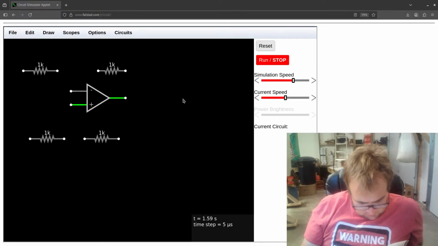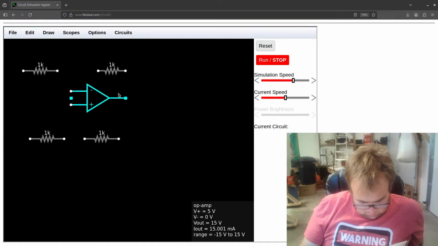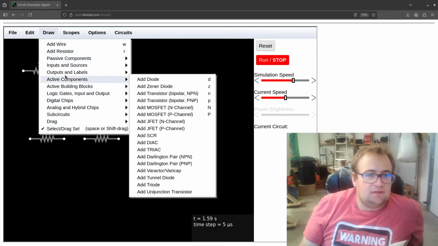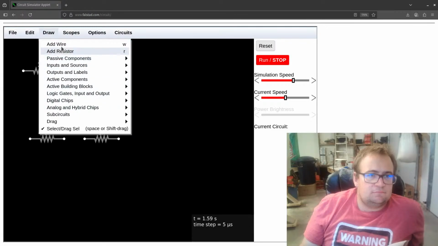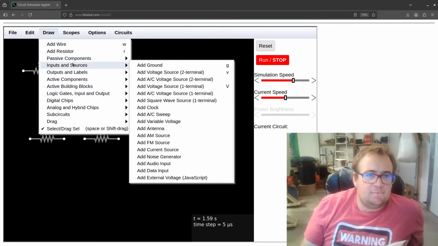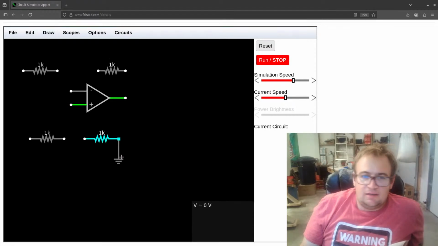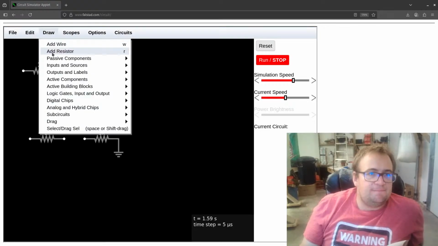So we got those two. Then it just applies two different voltages. This one goes and gets applied to the ground. Some sources, ground. At ground. Okay.